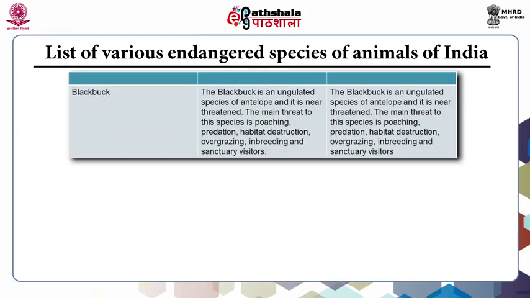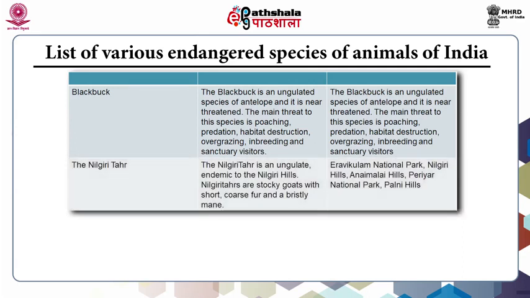Then blackbuck. The blackbuck is an ungulate species of antelope and it is near threatened. The main threats to this species are poaching, predation, habitat destruction, overgrazing, inbreeding and sanctuary visitors. The Nilgiri tahr is an ungulate endemic to the Nilgiri hills. Nilgiri tahrs are stocky goats with short, coarse fur and a bristly mane.